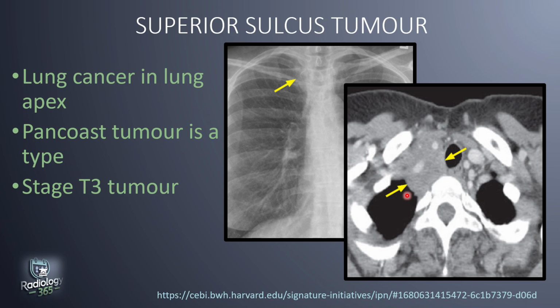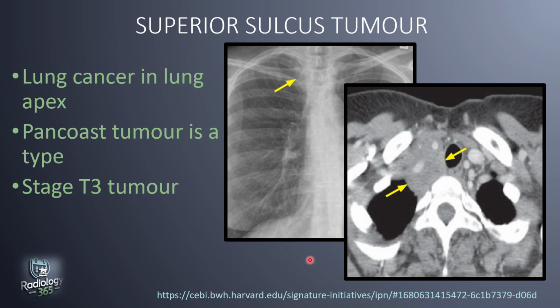The next thing we'll talk about is a superior sulcus tumor. A superior sulcus tumor is a lung cancer that is occurring in the lung apex. A big example is a Pancoast tumor. That's a type of superior sulcus tumor, and this involves the sympathetic ganglia causing Horner's syndrome. Horner's syndrome is ipsilateral ptosis, miosis, and anhidrosis. A superior sulcus tumor is a stage T3 tumor automatically. We'll talk about the staging of lung cancer in the next video.